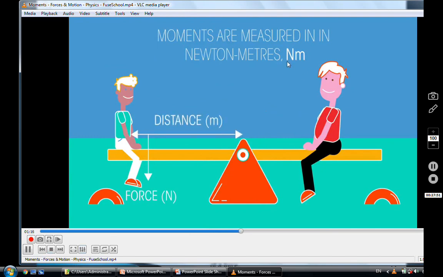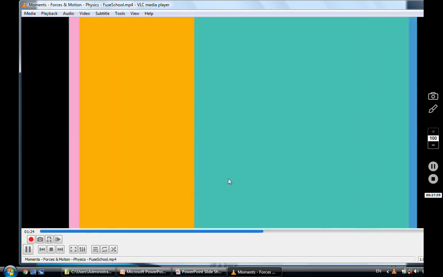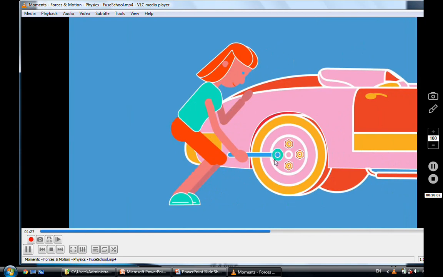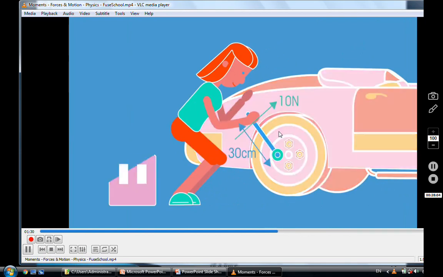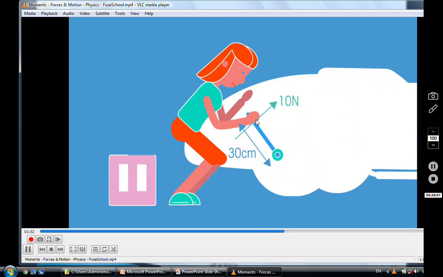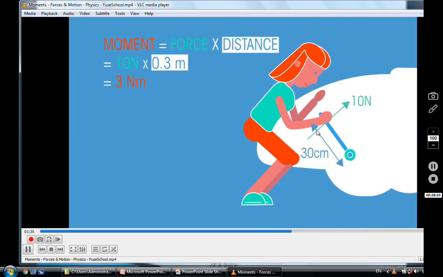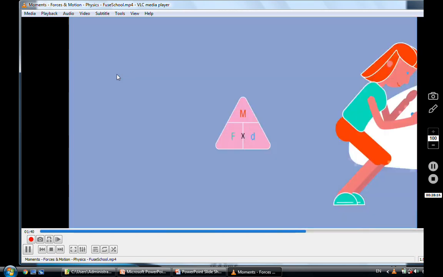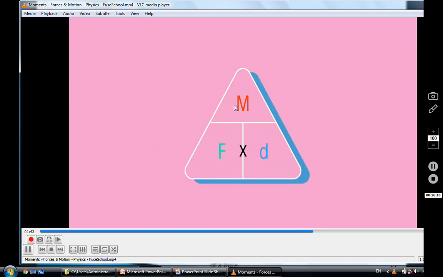Yes, the measuring is by using Newton meter: distance by meter, force by Newton. Another example is here. Say there's 10 Newton here, 10 centimeter, because this is centimeter. It could be 3 meter. So we can use this formula to find force is equal to moment divided by distance. Distance is equal to moment divided by force. Moment is equal to force times distance.